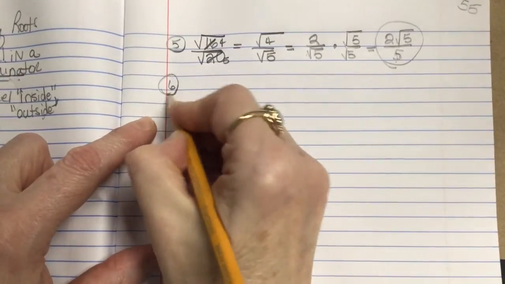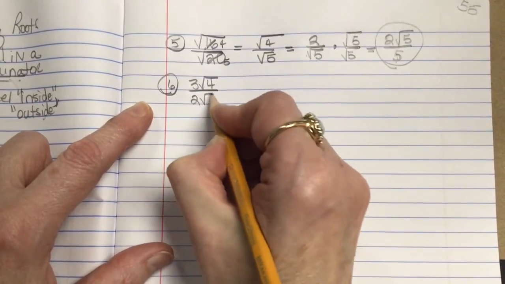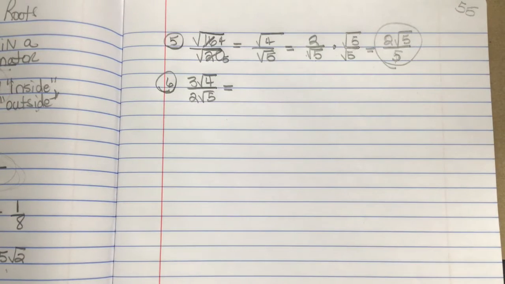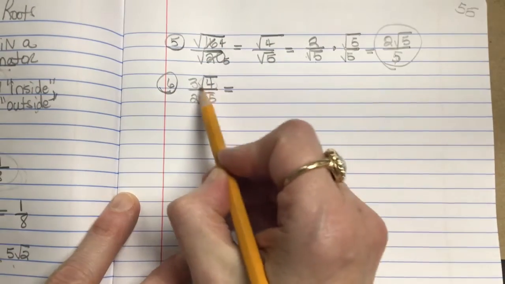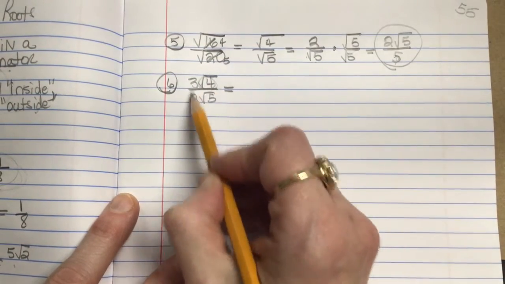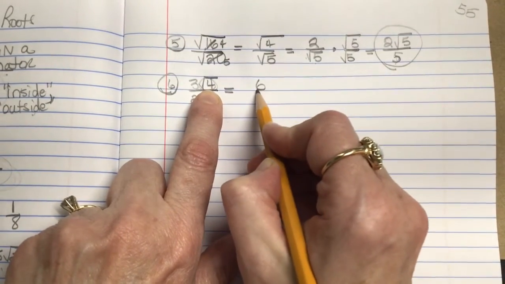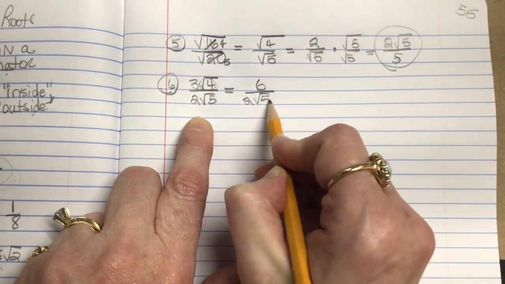Number 6. 3 square root of 4 over 2 square root of 5. First question, can I do anything to it without rationalizing? Do I have to? Can I do something? I see this right here. These won't cancel, those won't cancel. But what's the square root of 4? So can I go ahead and write 6? Are you okay if I put a 6 there? Over 2 square root of 5.